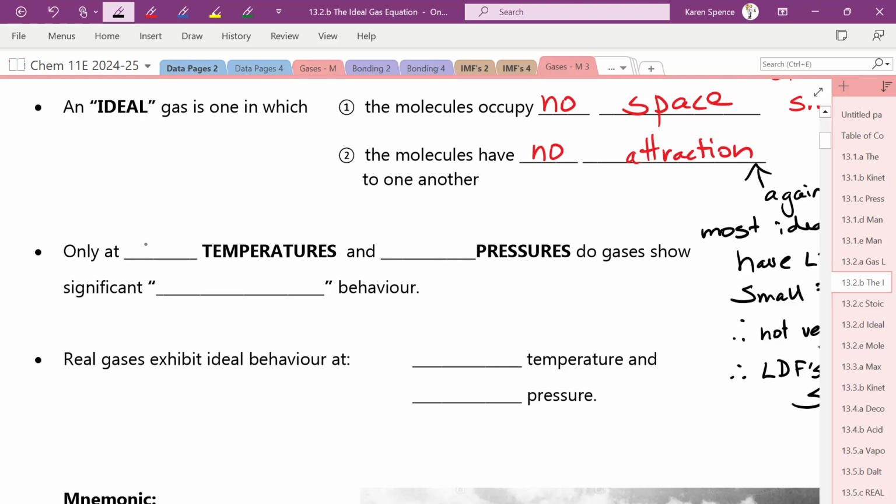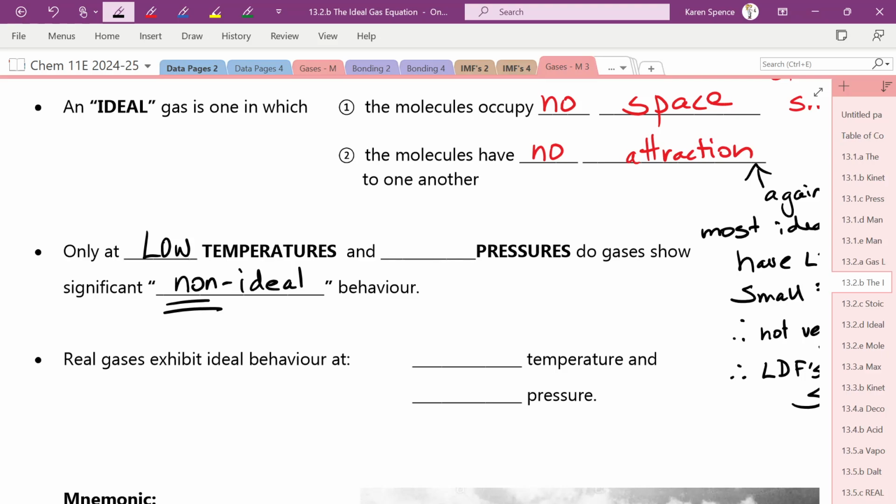Okay. Only at low temperatures do we see significant non-ideal behavior. Okay, so non-ideal. What do you think about pressures? The best way to increase pressure, you can do it by increasing the temperature, but that's going to result in you having a high temperature. So how else can we increase pressure?